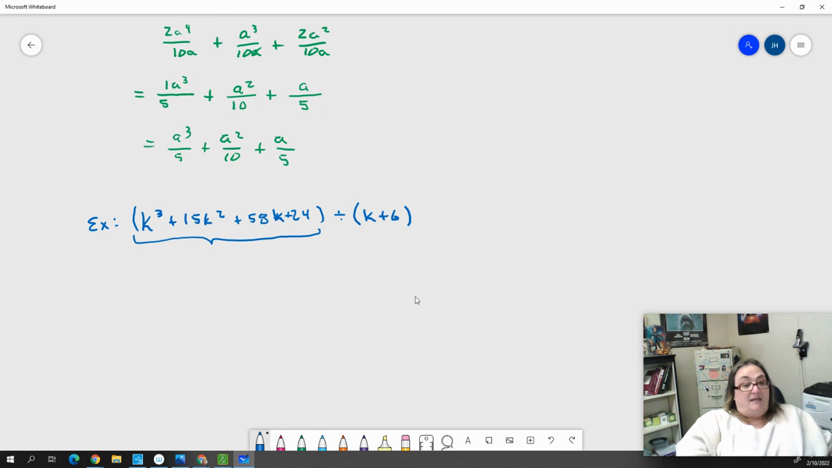One thing we need is, see how this goes 3, 2, 1, and then no variable right here? It always needs to be in that order. If any of your k powers are missing, it doesn't matter where you start. If you start at k to the 5th, you need a k to the 4th, a k to the 3rd, a k squared, a k, and then a constant, right? Those are very important. If you don't have, say, a k squared, you would write in 0k squared. It doesn't change the value of anything.